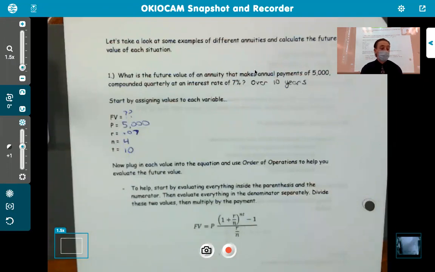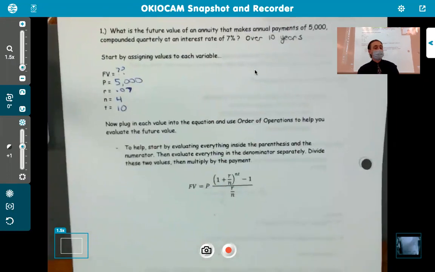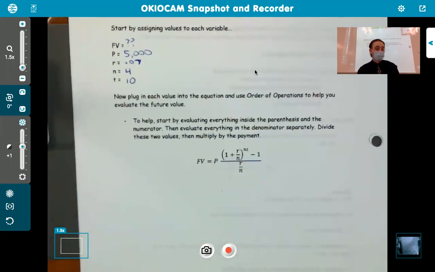So $5,000 payments at 7% interest rate, compounded quarterly over the course of 10 years. After we assign variables, values, now what we're going to do is take that and plug it into our equation. Like I said before, we're going to have to use our order of operations to kind of help us. Take it step by step. Don't try to do too many things at once.